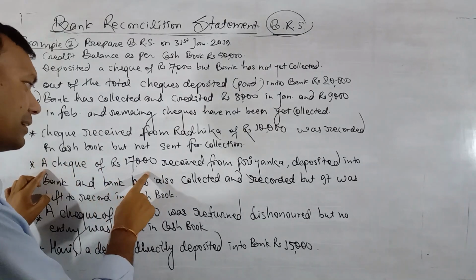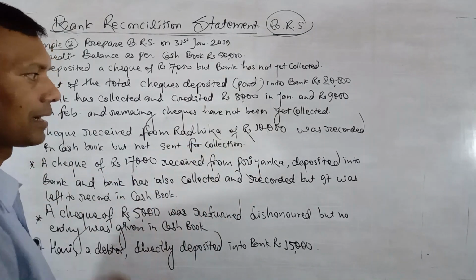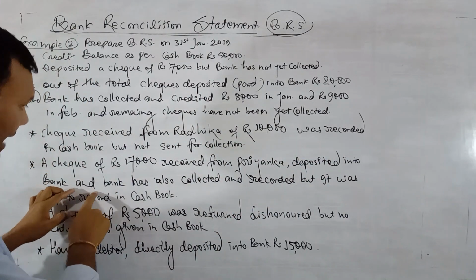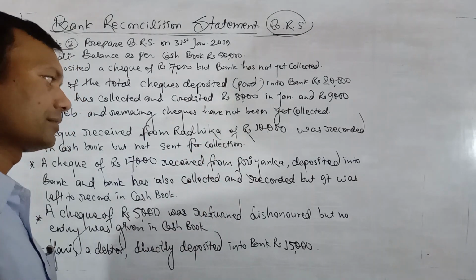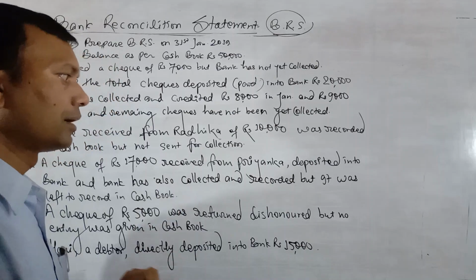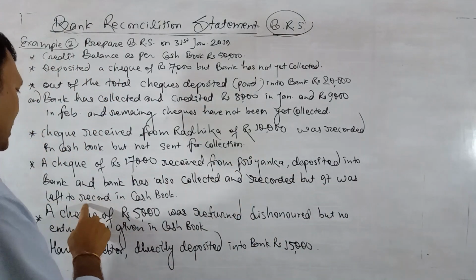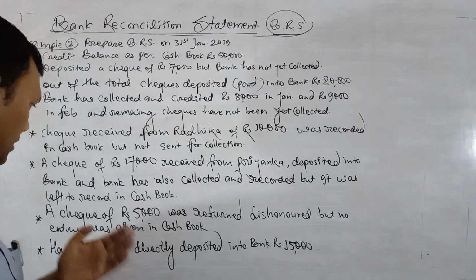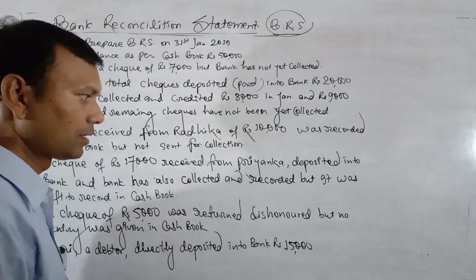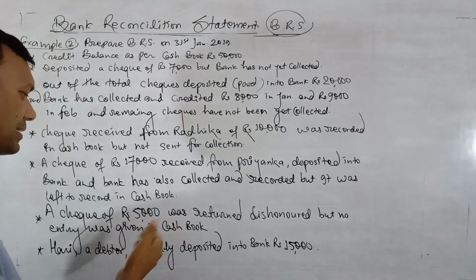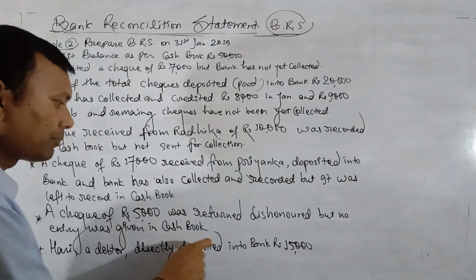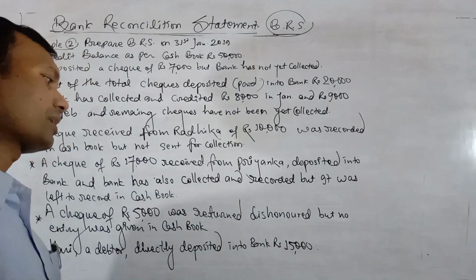A check of rupees 17,000 received from Priyanka was deposited into bank and the bank has also collected. Think here. The bank has collected and recorded, but it was left to record in the cash book. Next question. A check of rupees 5,000 was returned dishonored, but no entry was given in the cash book. And the last one, Hari, a debtor, directly deposited into bank rupees 15,000.